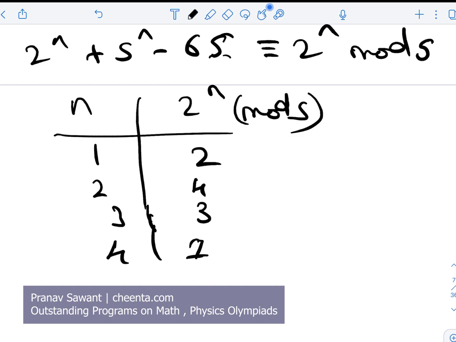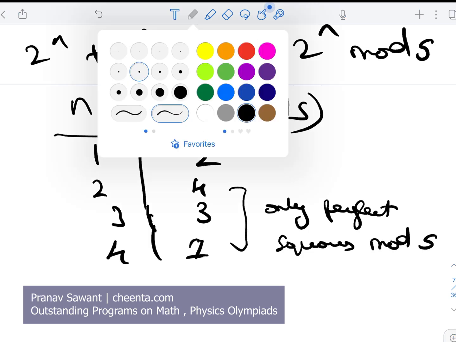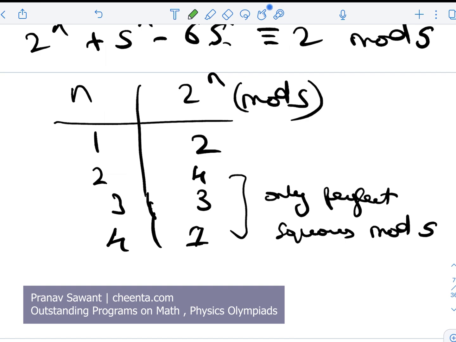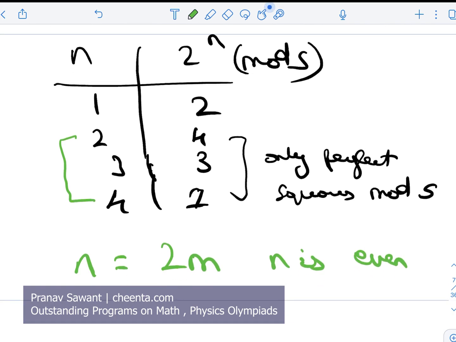Now we can see that 1 and 4 are the only perfect squares mod 5. So these are the only perfect squares mod 5. I can see that n equal to 2 and n equal to 4 give us a perfect square mod 5. So I can deduce that n needs to be equal to 2m. So n has to be even, basically. That's the crux of it. Why does n have to be even? Because we need a perfect square, and 1 and 4 are the only perfect squares, and they are the only values 2 raised to the power n takes mod 5 at even n.